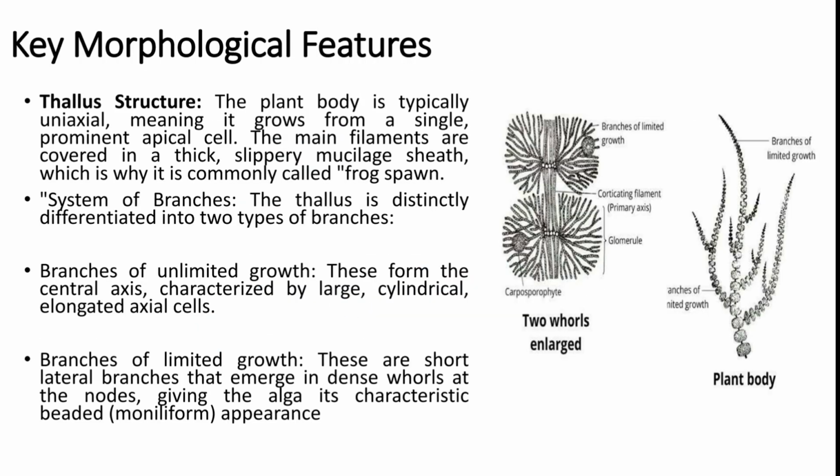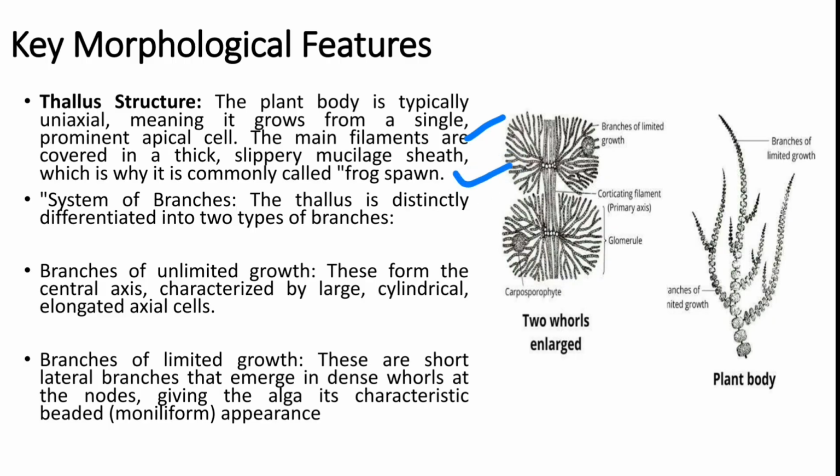Next, key morphological features. The thallus structure: the plant body is typically uniaxial. It consists of a single axis like a stem but not a true stem. It grows from a single prominent apical cell. The main filaments are covered with a thick slippery mucilage sheath. That's why it is called frog spawn.